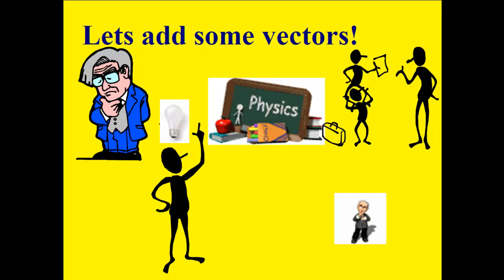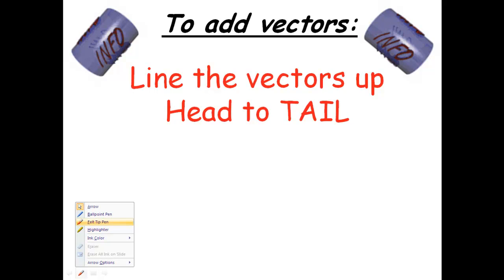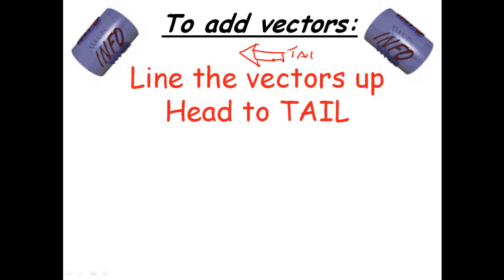So let's go ahead and add these things together. Let's see what we have. Well, when you add things, at least vectors, you want to place them head to tail. Now think about what this means. If you have an arrow, and let's put him up here, an arrow, the tail of the arrow is this way, and the head of the arrow is the other way.